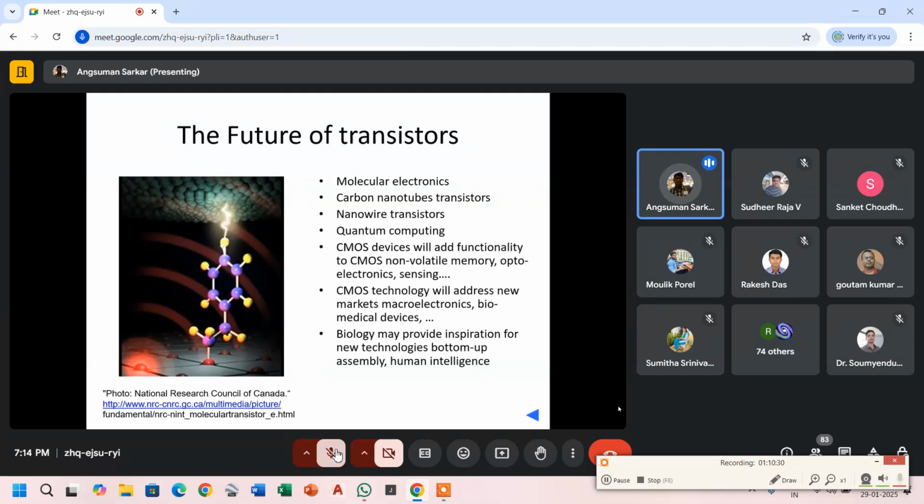The CMOS devices will add functionality such as non-volatile memory and optoelectronic sensing. They will all combine and culminate, so that CMOS technology will address new markets in microelectronics and bioelectronic devices. At the same time, macroelectronic and biomedical devices have been popping up, particularly adiabatic logic, which is becoming highly popular, so those things must also be considered. And biology may provide possible inspiration for new technologies, for bottom-up assembly, and human intelligence.